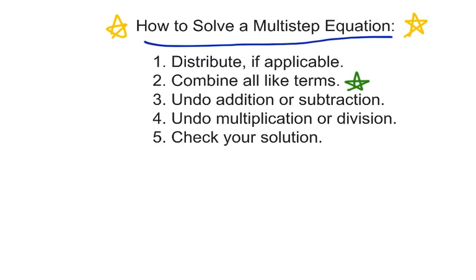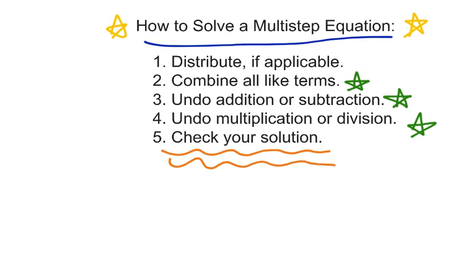Step 3, after you combine like terms, you should end up with a two-step equation, which we talked about today in class. A two-step equation means you undo the subtraction or the addition first, so that would be step 3, and then go back and undo the multiplication or division, which is step 4. The last step is to check your solution, and I really recommend that you get your answer and plug it into the original equation and see if it works out to be true.